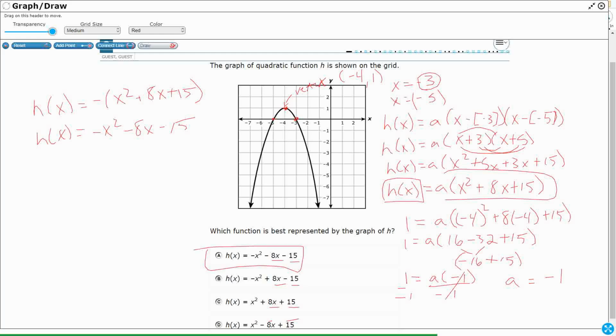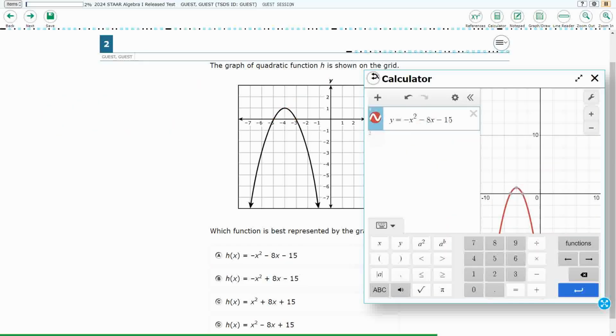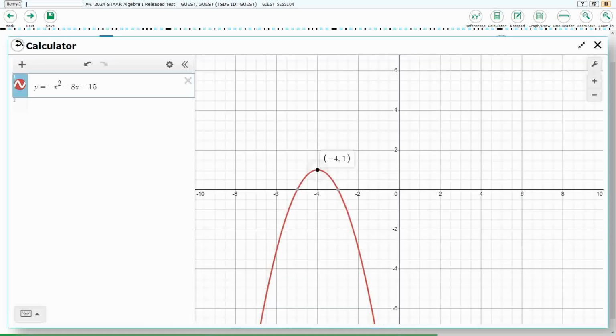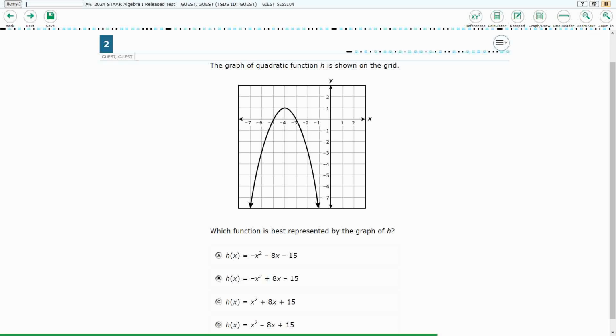Now, let's plug it in to make sure that works. All right, so I've plugged it in here into Desmos, and we see, if we make that a little bit bigger, we do have -4, 1. We have our zeros at -3 and -5. That does match. So that is our answer, A.